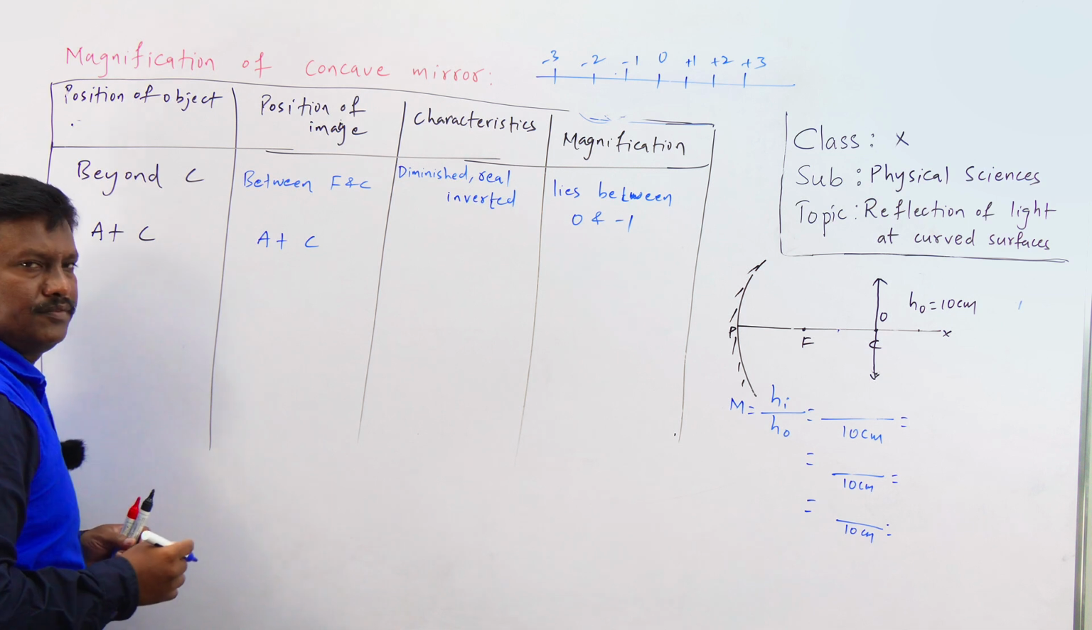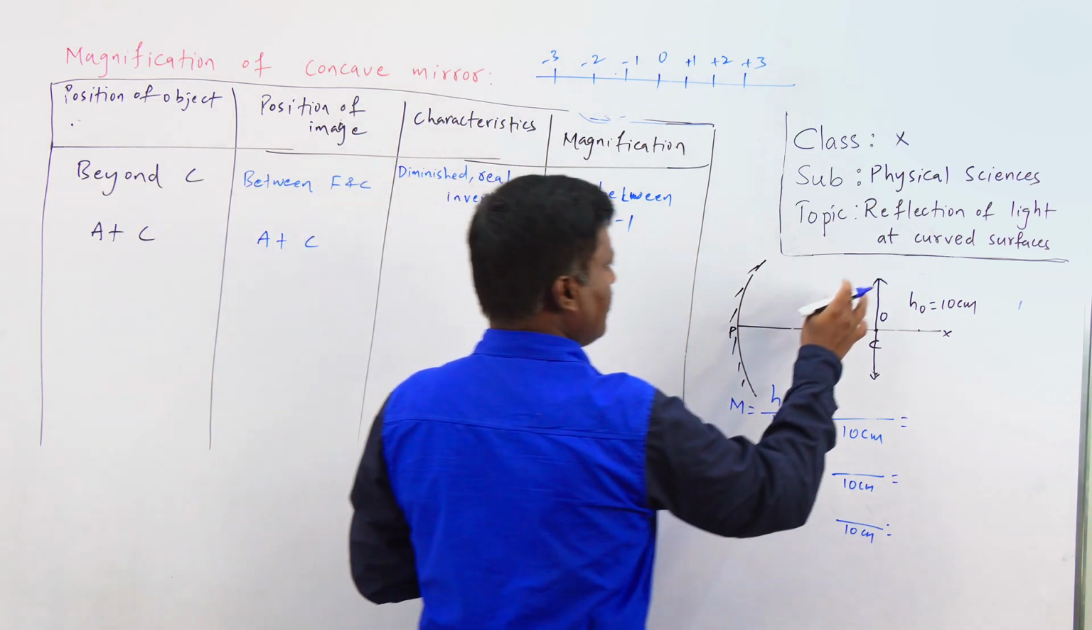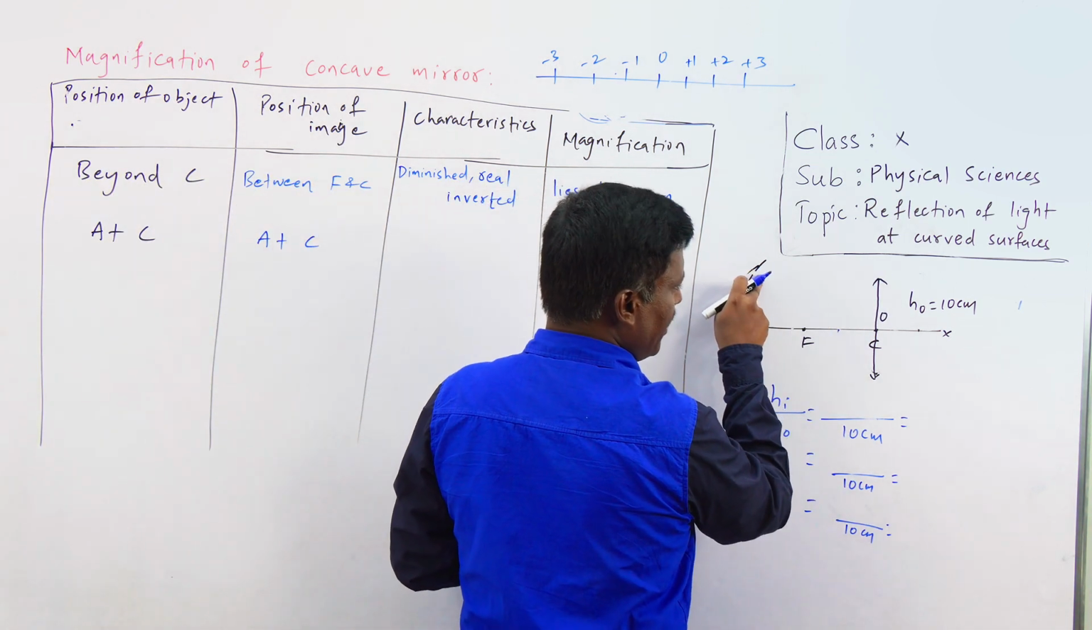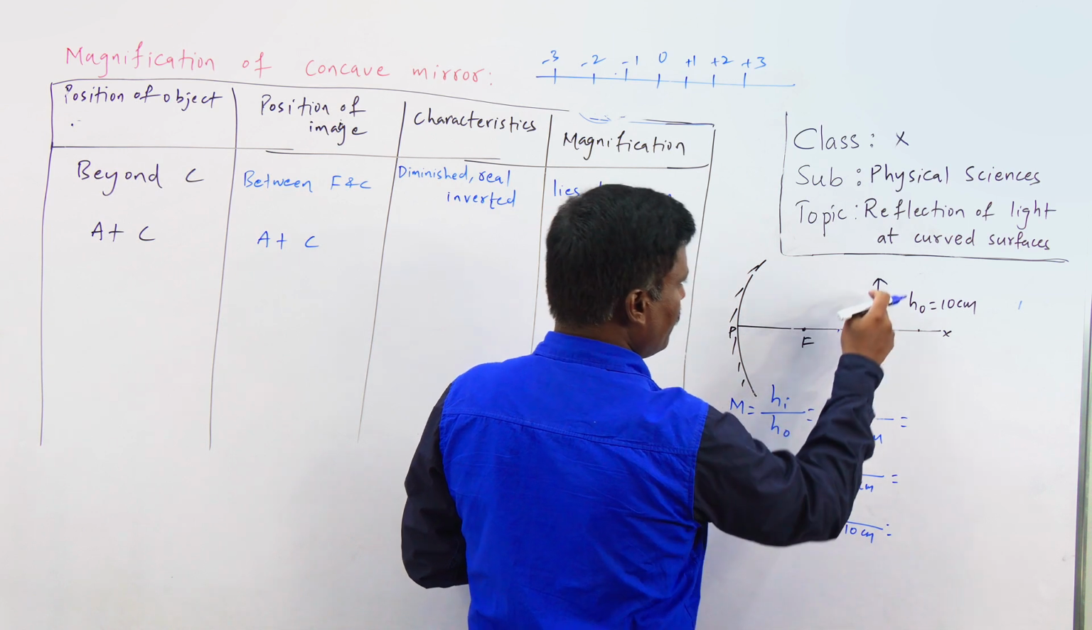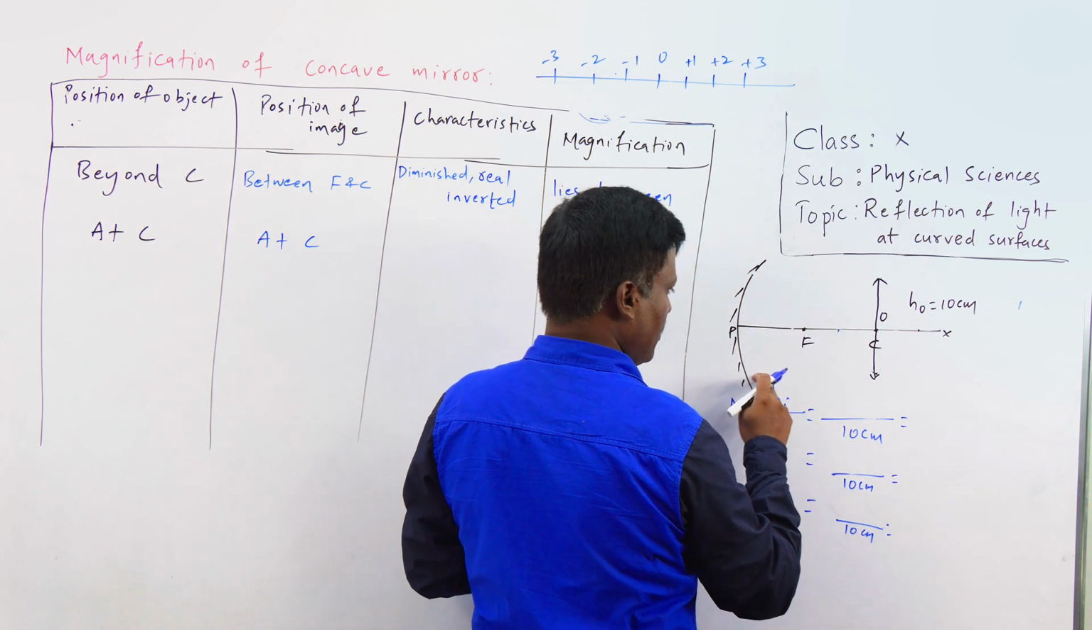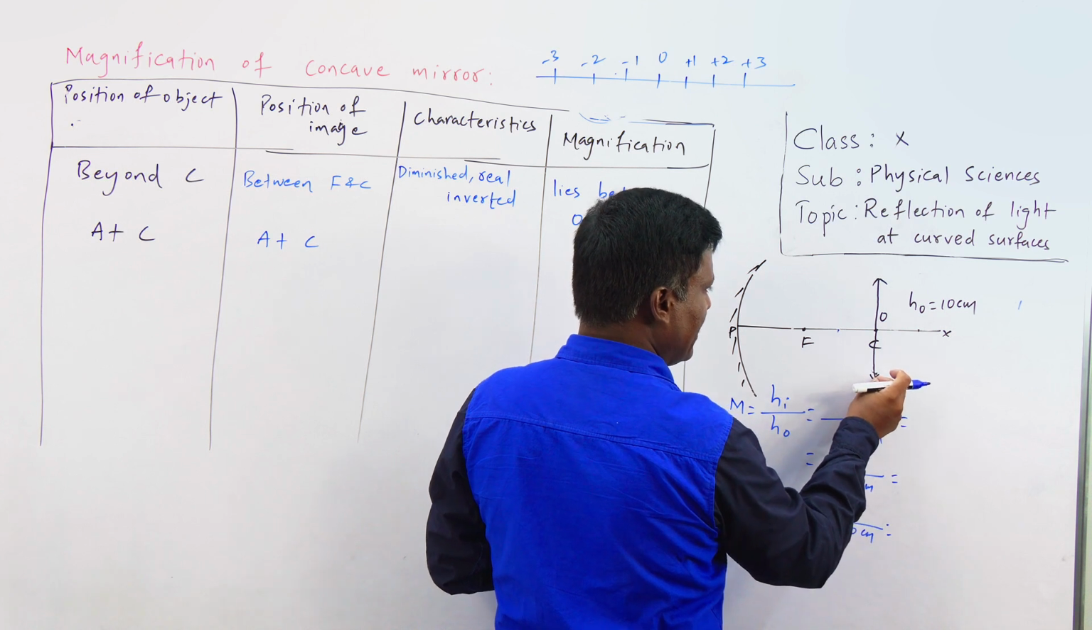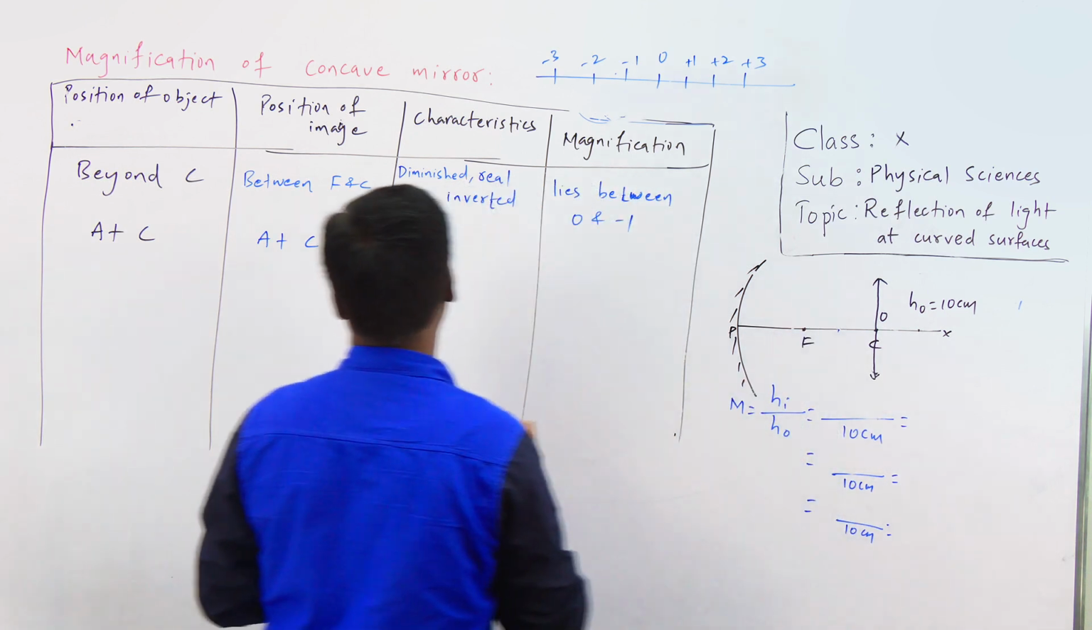Now, when the object is at C, where does the image form? Also at C. When you draw the ray diagram, the ray passes parallel to the principal axis, and after reflection passes through the focus. The ray passing through the focus goes parallel to the principal axis after reflection. They are meeting here. So the image is formed at C.